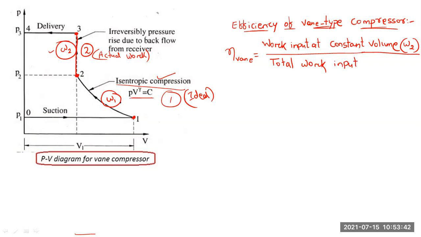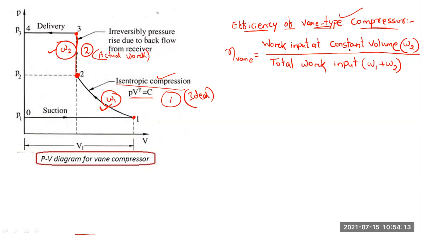What is total work input? This is W1 plus W2. W1 plus W2. This is the formula of efficiency of a vane type compressor. So what is the formula? Efficiency of a vane type compressor is the ratio between work input at constant volume, constant volume means this one, 0.2 to 0.3, divided by total work input. Total work input means W1 plus W2.